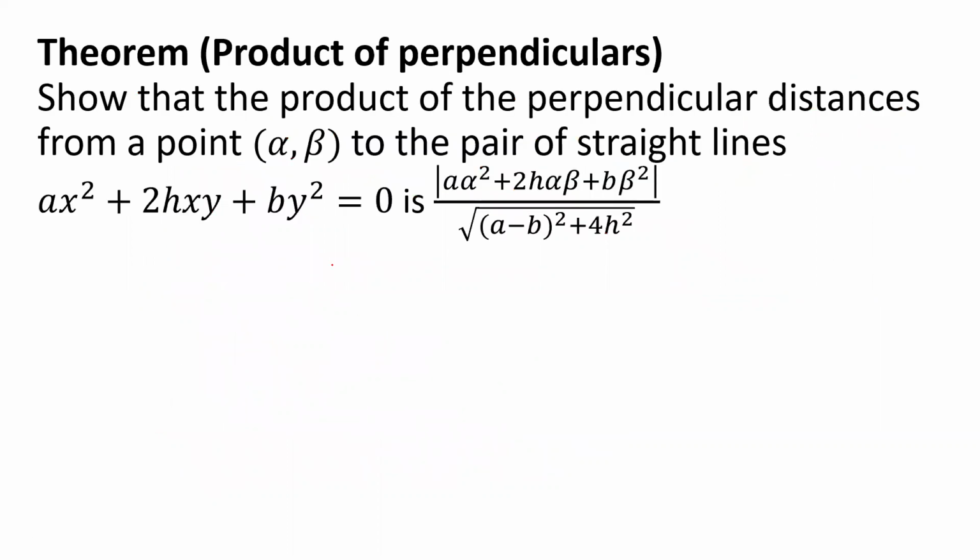Next, the product of the perpendicular theorem. Show that the product of the perpendicular distances from a point alpha comma beta to the pair of straight lines ax square plus 2hxy plus by square equal to 0 is... So again, proof.